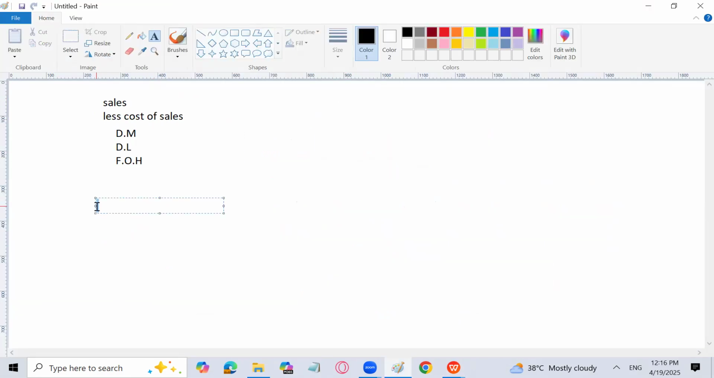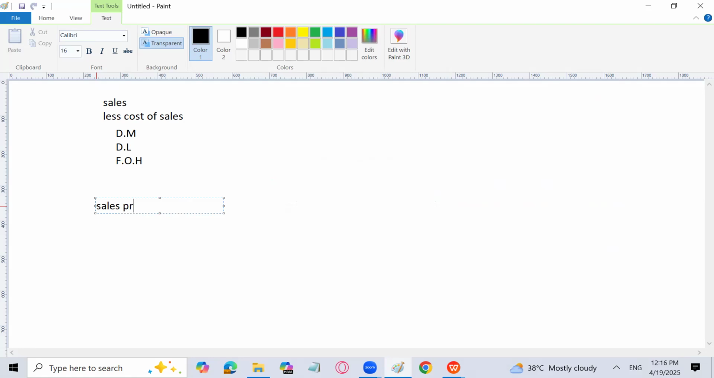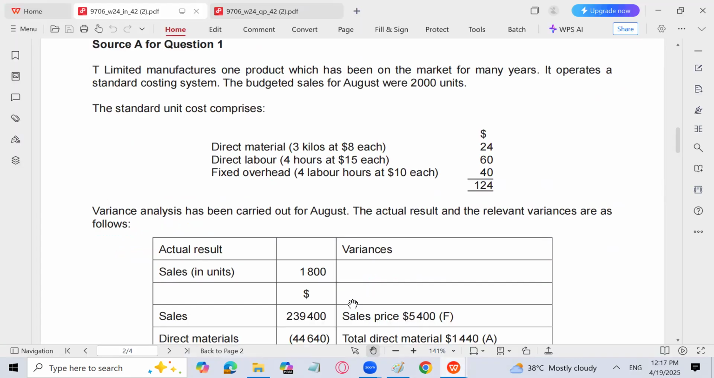I'll write here, sales price variance. Sales price variance is the difference between actual units sold multiplied by actual price and again actual units sold multiplied by standard price. We don't know the standard price. So the difference between these two is going to be the sales price variance, because that is because of the price difference.